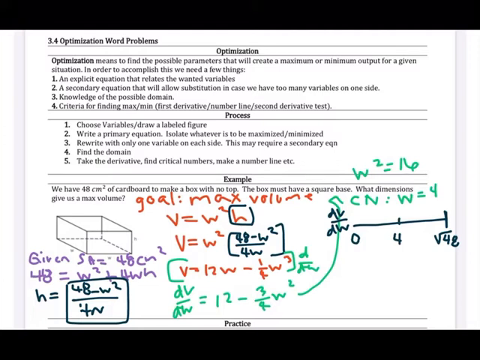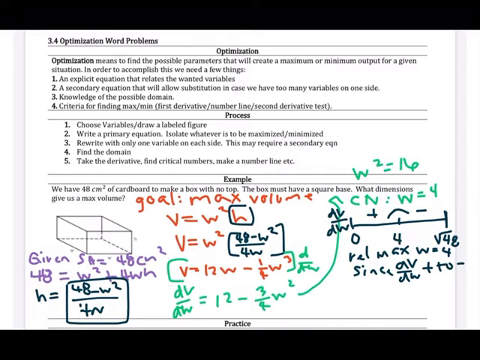Now I can fill in this sign chart. If I plug in something like 1 into our dVdW, I'm going to get a positive number. If I plug in something like 5, I'm going to get a negative value. So there's my sign chart. That means I'm moving from increasing to decreasing, so I'm going to have a relative max when W is equal to 4. And that's going to be true since dVdW is moving from positive to negative at that value.